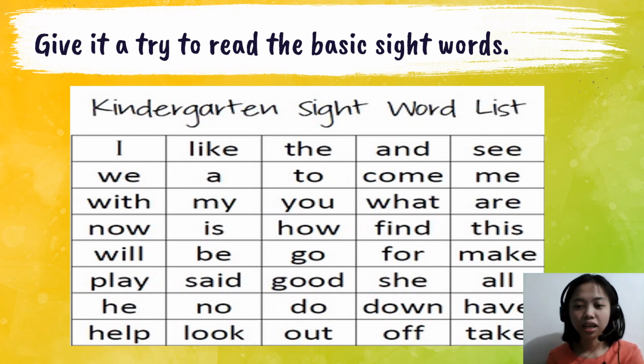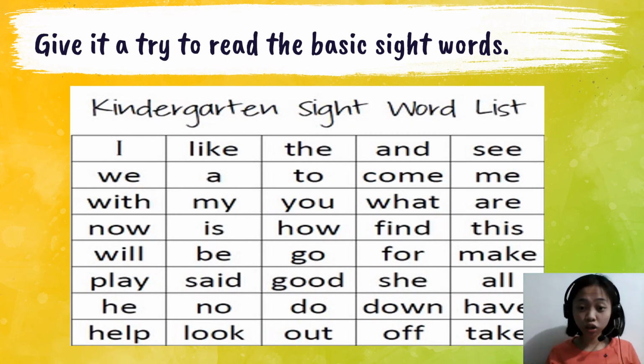Next, H, A, V, and E. We say it as have. Say have. Next, H, E, L, and P. You are asking for help. Say help. Next, L, O, O, K. If we combine all the sounds, it will become look.